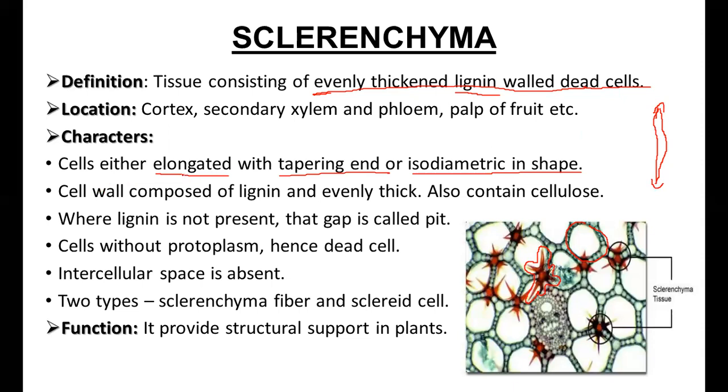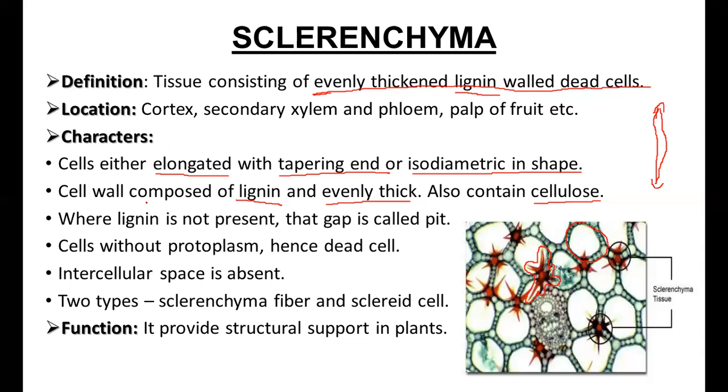Now the next character: the cell wall is composed of only lignin, so it is evenly thick. In some cases it also contains a small amount of cellulose, because before being dead it also has some ability to perform some metabolic activity. So in that stage a small amount of cellulose can be present.